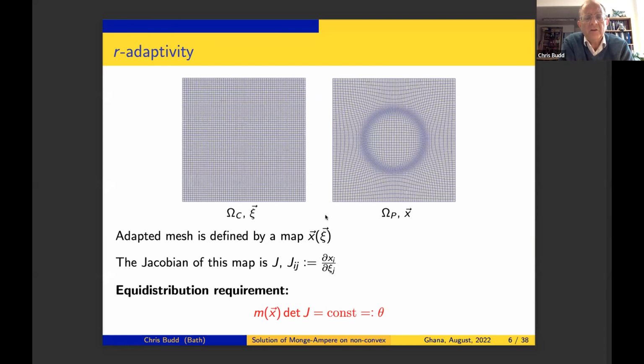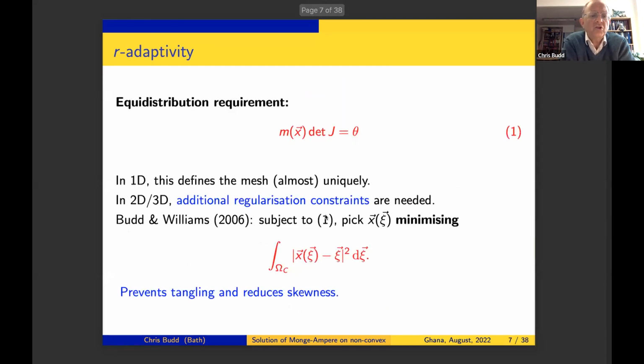So there's good news and bad news here. In one dimension, the equidistribution equation, m det j is constant being theta, defines the mesh essentially uniquely. And this was understood ages ago. De Boer knew about this. Codes like Colsys and so on use this requirement. That in 1D, that requirement, if I ask you to give me an interval of length 1, up to translation, there is only one interval of length 1.